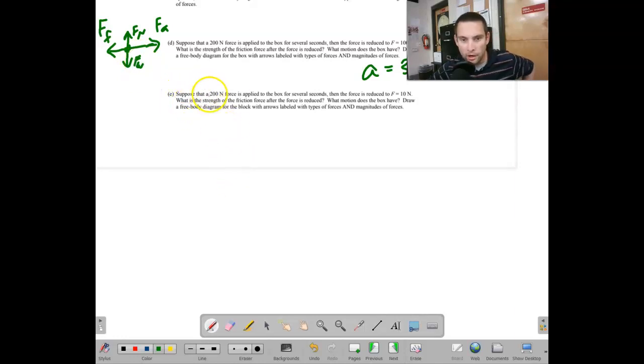All right, on to E. 200 Newton force is applied, and then the force is reduced to only 10 newtons. What is the strength of the frictional force? All right, so if it only goes to 10 newtons, just a little baby force. And then we have the easy ones, mg and Fn.